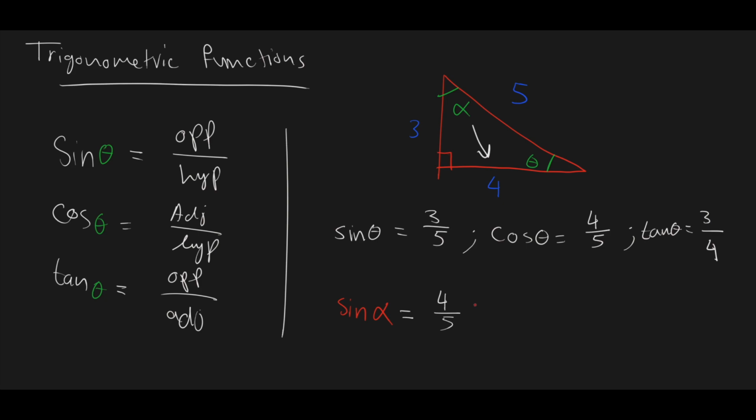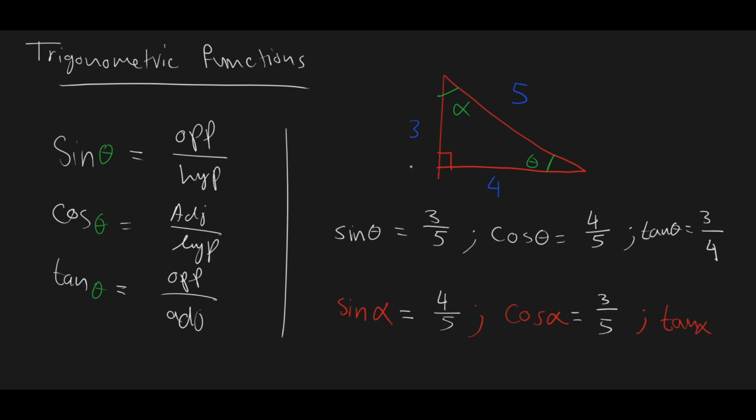Now let's have a look at cosine alpha. What is cosine alpha? Cosine alpha is going to be equal to the side that is adjacent to it divided by its hypotenuse. So what is the side that is adjacent to alpha? It's not 4, it's 3. So it's going to be 3 divided by the hypotenuse, which is 5. What about tan alpha?